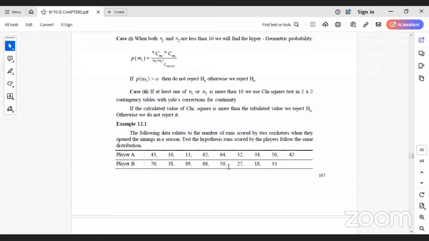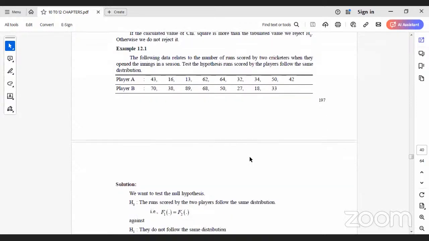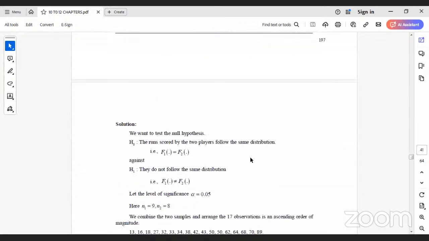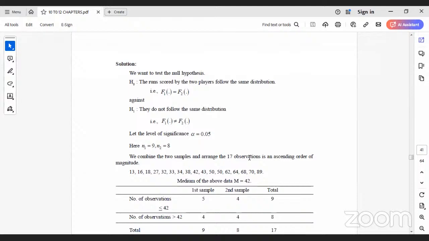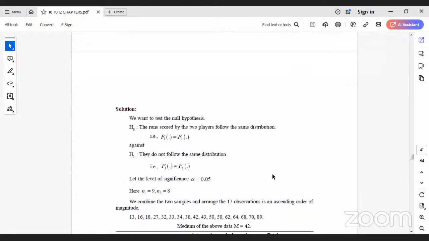Okay, the following data relates the number of runs scored by two cricketers when they open innings in a region. Is the hypothesis that the runs scored by the players follow the same distribution? Player A and Player B are given. H0: F1 is equal to F2, the scores by the players follow the same distribution. H1: they do not follow the same distribution. n1 is equal to 9, n2 is equal to 8.